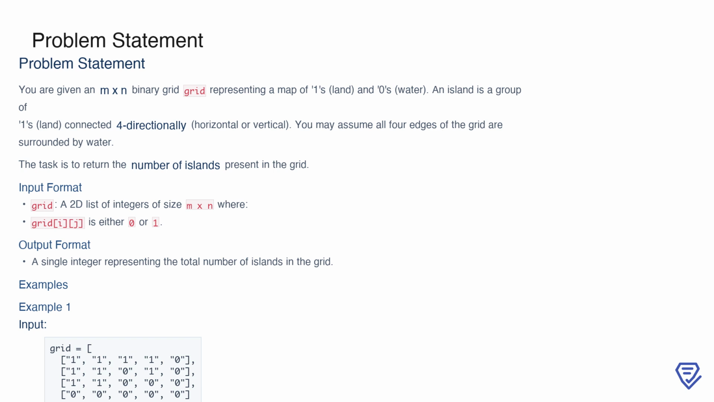It's also important to note that the edges of the grid are always surrounded by water. The input will be a 2D list of integers representing the grid, and the output will be a single integer, which is the total count of islands present in the grid.